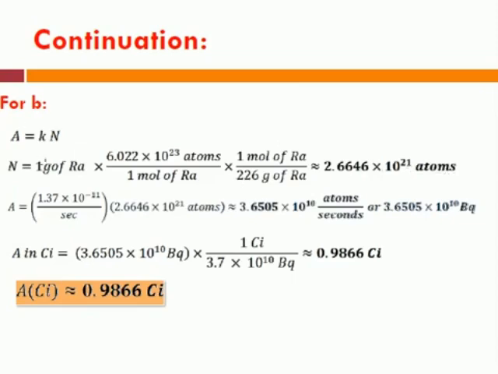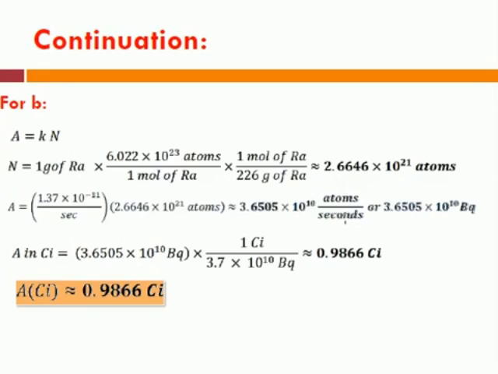So substitute the value, so this one is the value of k. We solved this one in letter A. So we have 1.37 times 10 raised to negative 11 per second. And then N is equal to 2.6646 times 10 raised to 21 atoms. And you will get approximately equal to 3.6505 times 10 raised to 10 atoms per second.